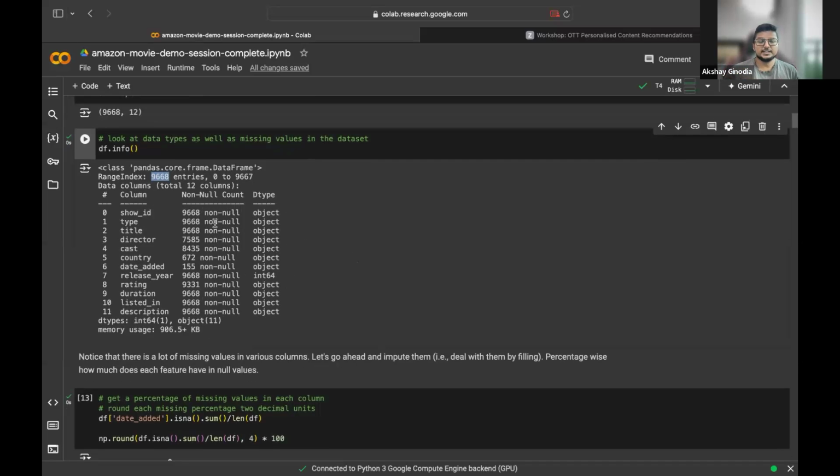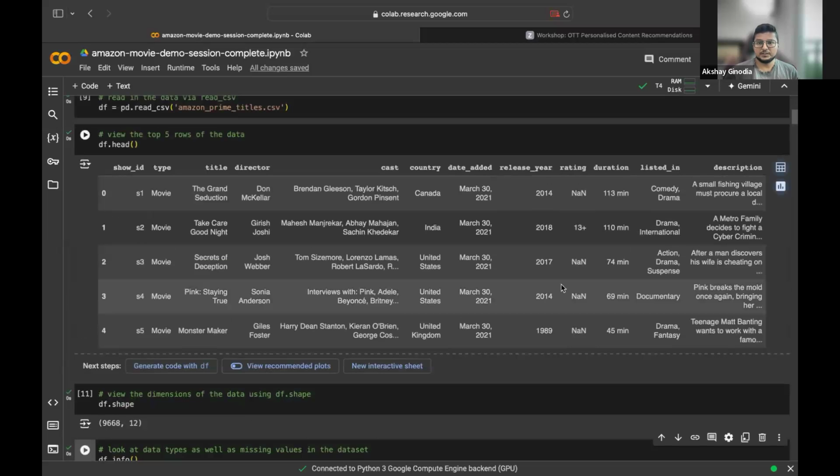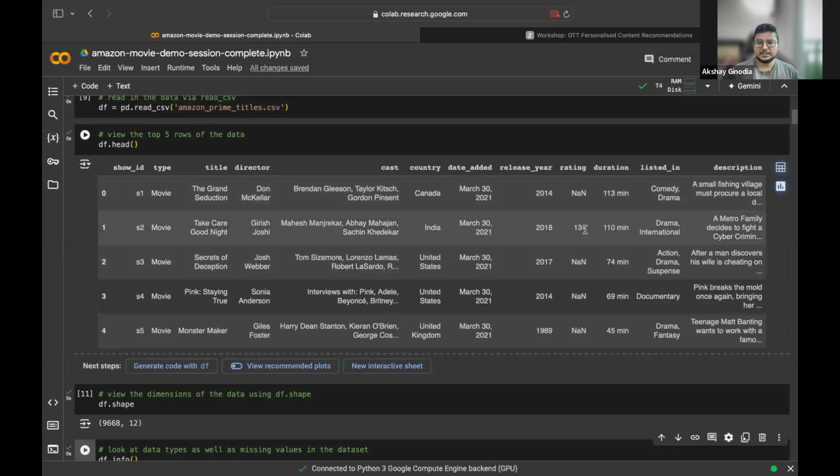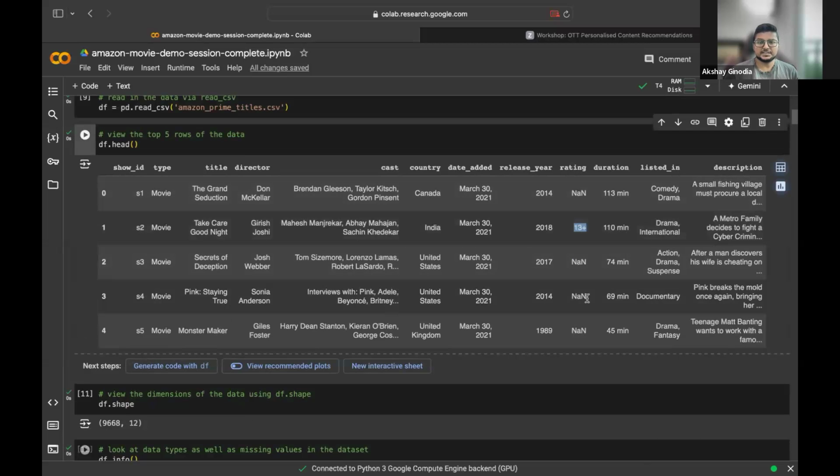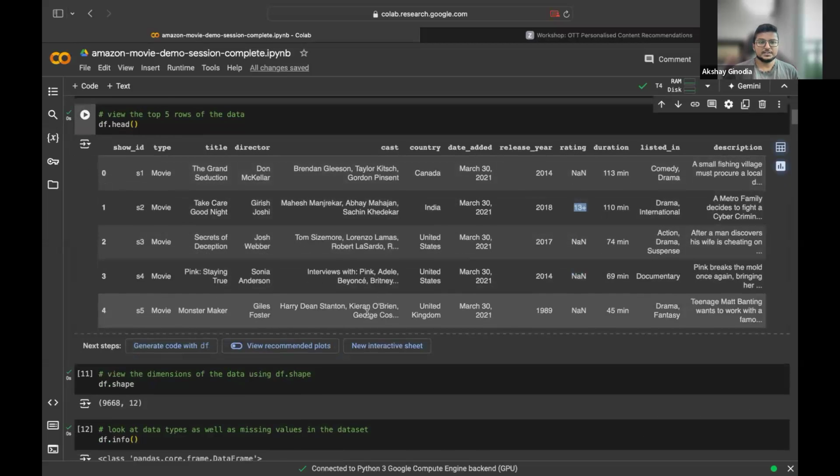But one interesting thing to look at here is that I have a total number of rows of 9,668. Some columns have that many non-null values, right? But some of them have much fewer non-null values. What does it mean? That just means that some of the columns have missing values. You can see in rating itself, a 13 plus rating is there for the movie Take Care, Good Night, which looks like a Hindi movie, and it's missing for the rest of the things that we are seeing.